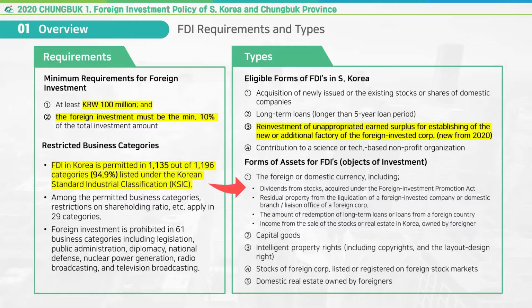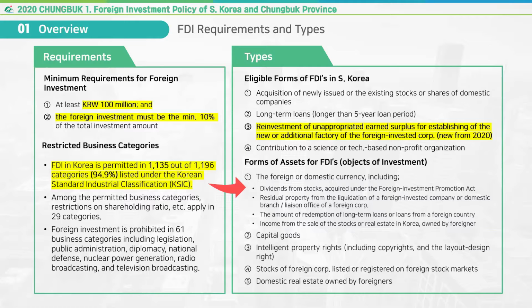Korea allows foreign investment to get into 95% of the industry, and this excludes only a few special business fields. There are four eligible FDI investment types that include: first, establishing a new Korean corporation or acquiring a stake in an existing Korean corporation. Second, investing in a long-term loan with a period of more than 5 years. Third is the newly added type, which is to reinvest in operating firms on appropriate earned surplus for establishing or expanding a factory. The last type is to participate in the establishment of a non-profit research and development organization.